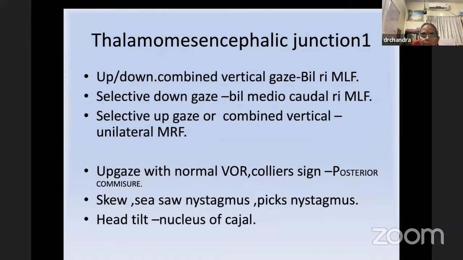So in the thalamo-mesencephalic junction, you can have up gaze, down gaze, or combined vertical gaze palsy due to involvement of the bilateral rostral interstitial nucleus of MLF. You can have selective down gaze palsy, selective up gaze palsy, combined vertical gaze palsy, up gaze with normal VOR, that is called Collier sign, posterior commissure, skew deviation, seesaw nystagmus, lid nystagmus, that is Pick's nystagmus. You have got a lid center in the midbrain that gets affected, the lid will twitch, that is called Pick nystagmus, and head tilt due to the nucleus of Cajal.